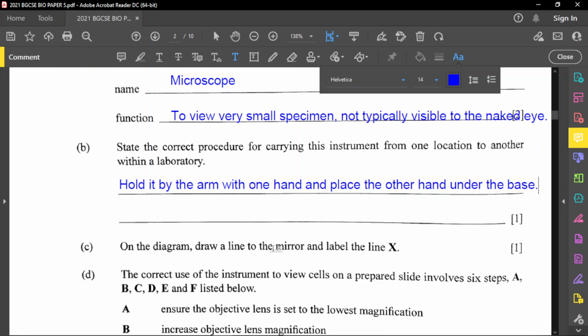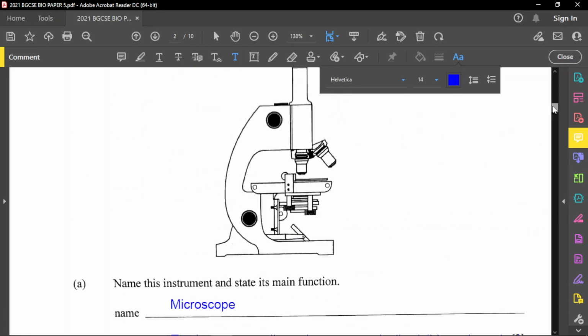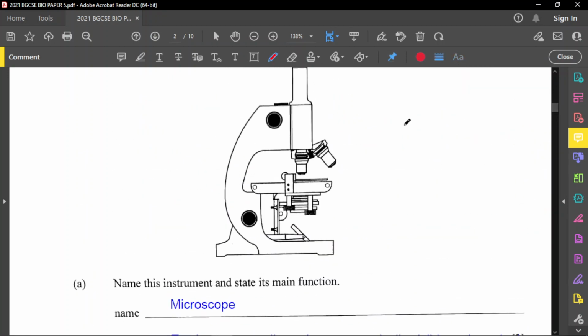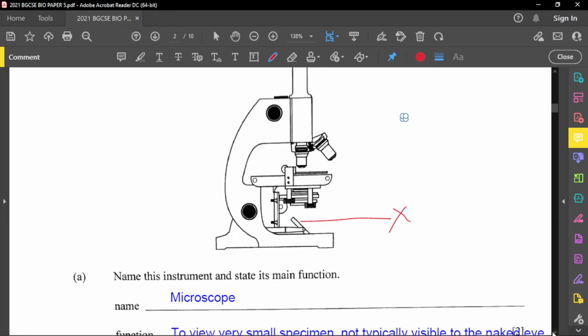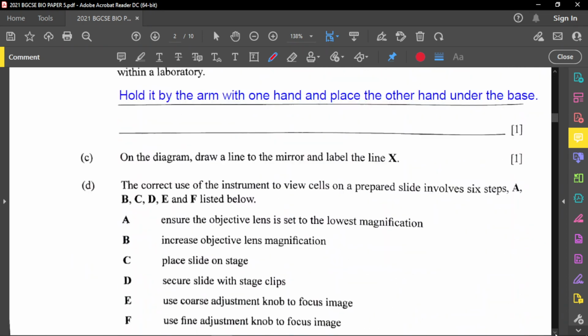All right, so on the diagram, draw a line to the mirror and label it X. So let's look for the mirror. So this is the mirror right here. The reflecting mirror. All mirrors reflect. Let's call it X. All right. So we label the mirror X.